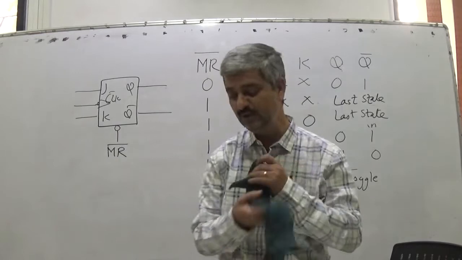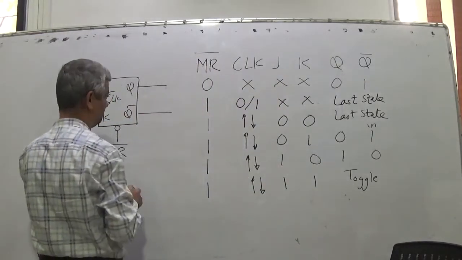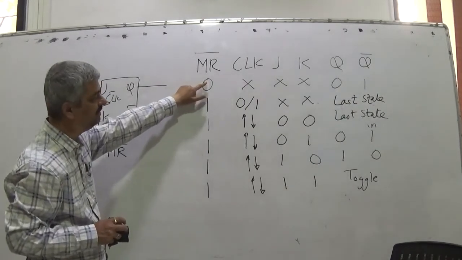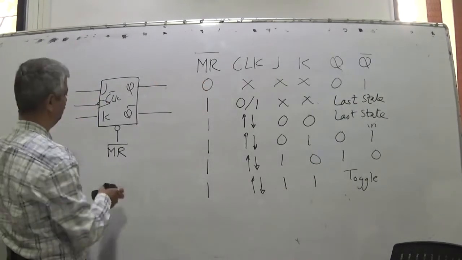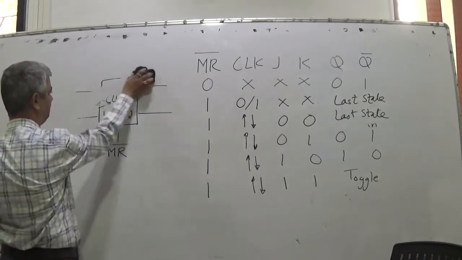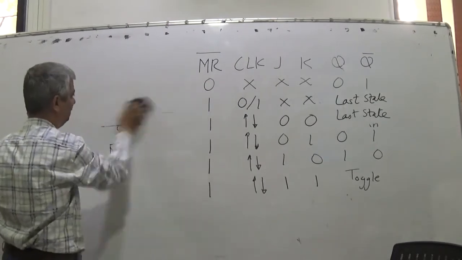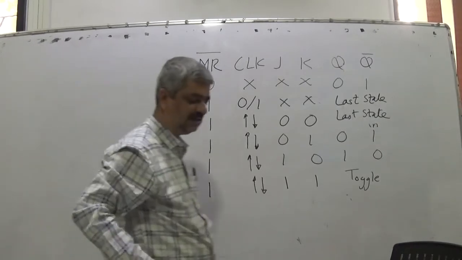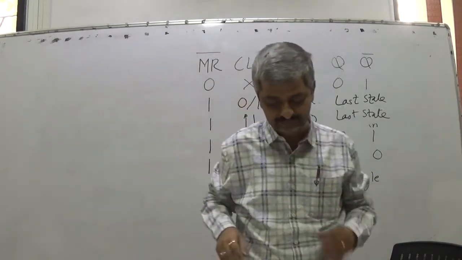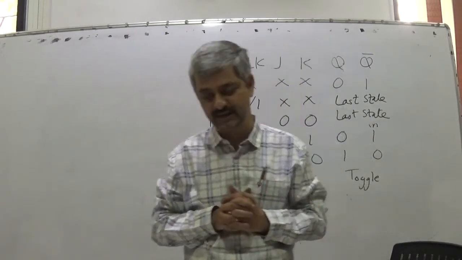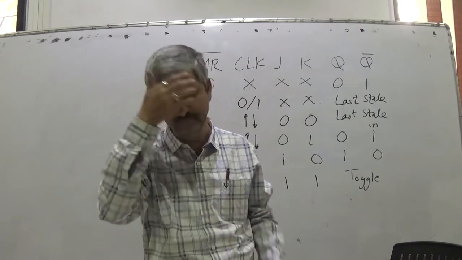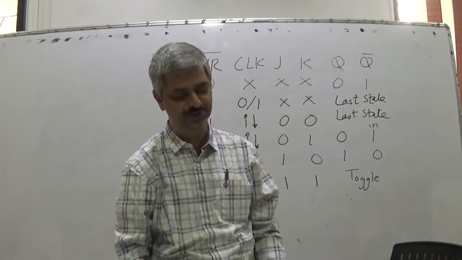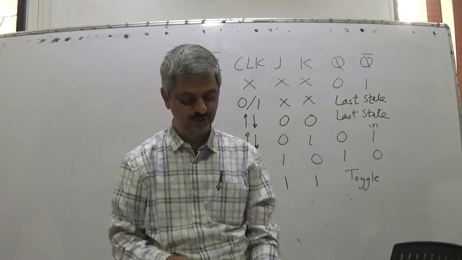Now, we want to design counters. And when master reset is made active low, when it is made 0, irrespective of anything, flip-flop resets. So using master reset, you can reset the flip-flop anytime, and when master reset is not active, you can use the flip-flop as per the truth table given. Now we want to design a counter. So obviously we should start with a 2-bit counter, not a 4-bit counter.